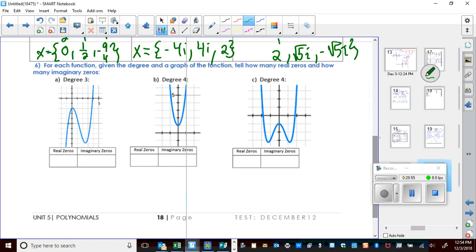Okay? Number 6, you're going to do C. I'm going to do a and b. So this is a third-degree polynomial. That means there should be 3 complex roots. But the number of real roots is the number of times it crosses the x-axis. That's 1. That means there's 2 imaginary zeros. Here, this is a 4th degree. There's 0 real zeros. That means there's 4 imaginary zeros. Number C, it's a 4th-degree polynomial. You tell me the number of real zeros, the number of times it crosses the x-axis, and the number of imaginary zeros.